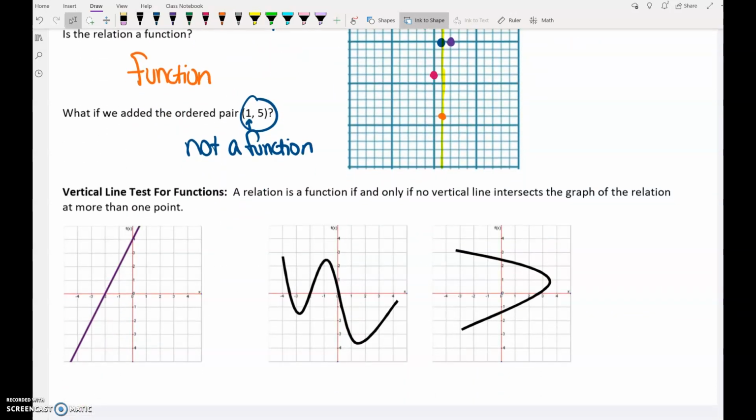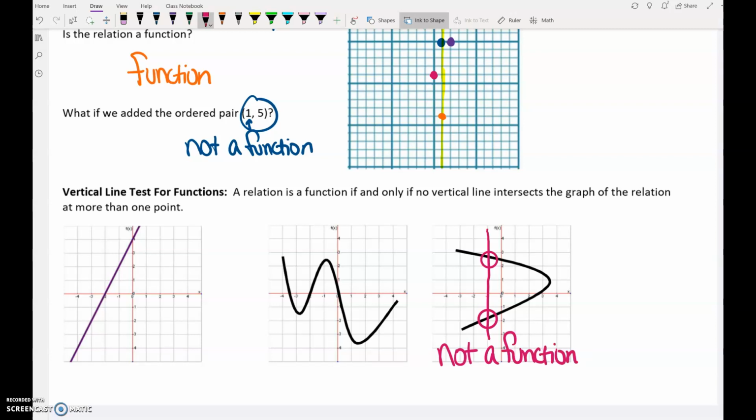If you put vertical lines through the graph and each vertical line only touches 1 point at a time, it is a function. If you draw a vertical line through a graph and it touches at 2 points, then it is not a function.